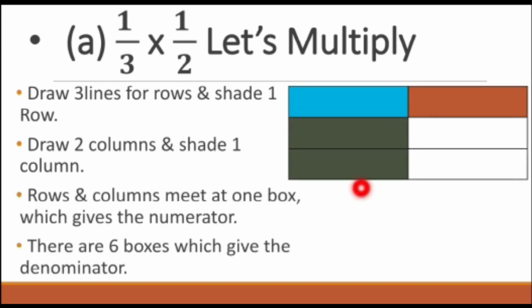Now rows and columns meet at one box, which gives the numerator. How many equal boxes are there? We can see here 6 boxes. These 6 boxes give the denominator. So the answer is 1 by 6. 1 shows the numerator and 6 the denominator, right?